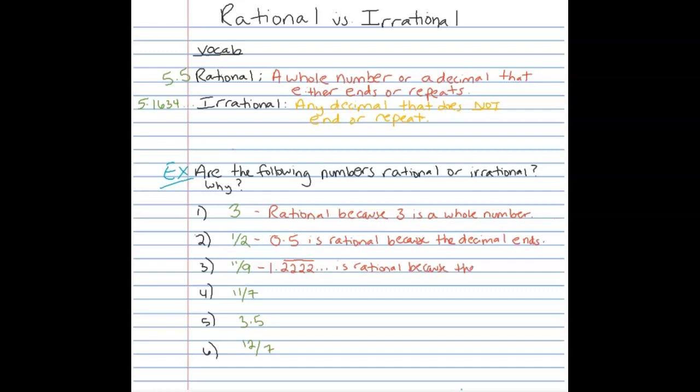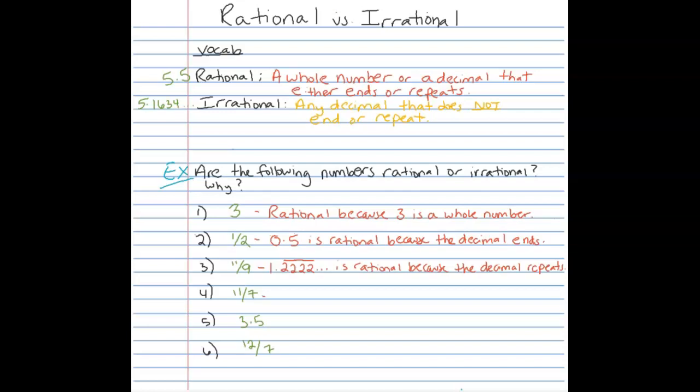Because the decimal repeats. We're done. We're good. Let's do number 4. 11 divided by 7. Same thing. Whenever I see a fraction, do the division. What is that number? That's a fraction, or that's a decimal. That will tell me whether or not it's rational or not rational.